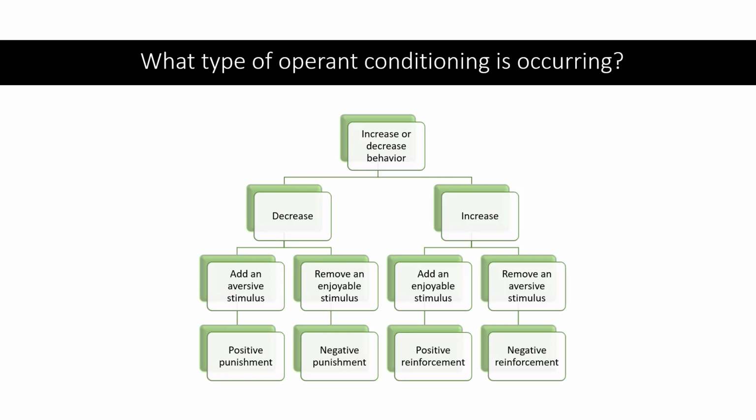I think negative punishment can be one of the most difficult concepts to understand. Just remember, if we remove an enjoyable stimulus, then that is negative punishment. I highly encourage you to use this flowchart if you struggle with operant conditioning. Just remember, if we add anything to a scenario, that's considered positive. If we remove anything from a scenario, that's considered negative. If we want to increase behavior, then we use reinforcement. If we want to decrease behavior, then we use punishment.